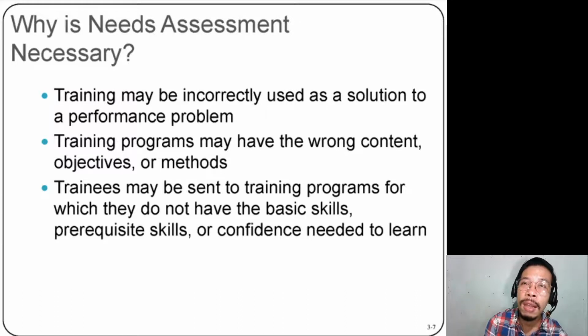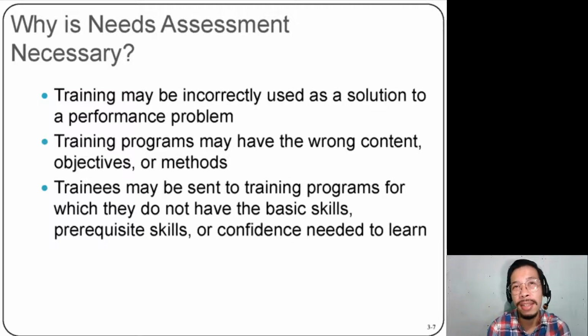And if you're a trainer or an IO psychologist, you might just assume that perhaps these agents need training because they have low performance, but we haven't checked the whole picture yet. So it's very critical to conduct needs assessment because we will be tackling the needs of the organization, of the task, and of the person.